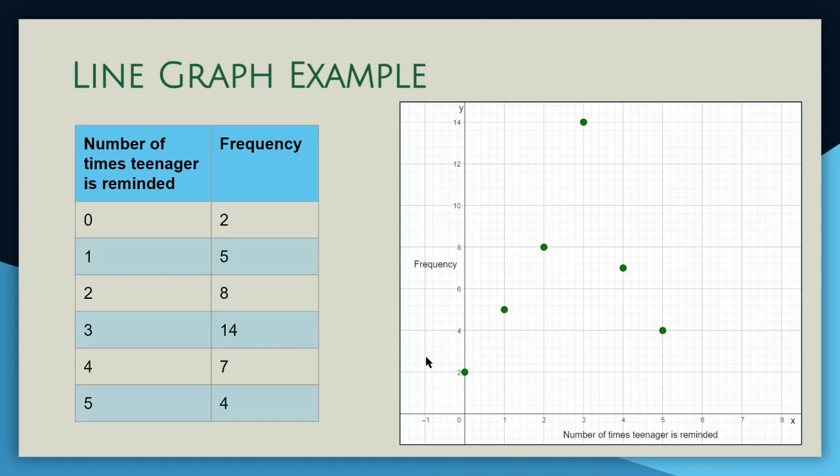Once I've got my dots, I'm going to go ahead and connect them with lines to produce my final line graph. This line graph shows a nice clear peak at 3 that decreases on either side. So that's a nice clear graph with a very clear shape. We know that our peak is at 3 times. So most teenagers needed to be reminded 3 times to complete their chores.